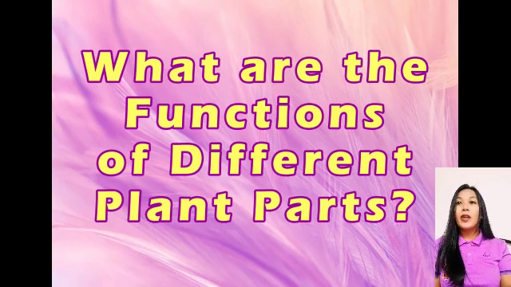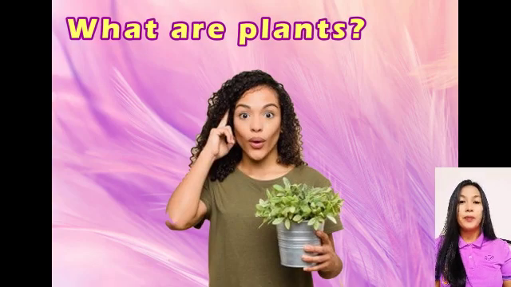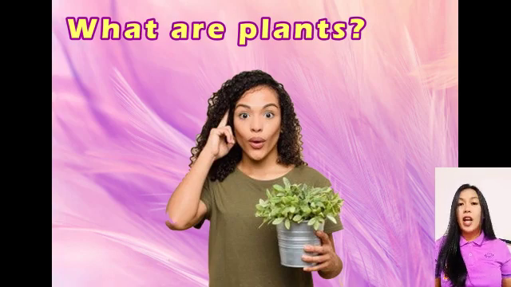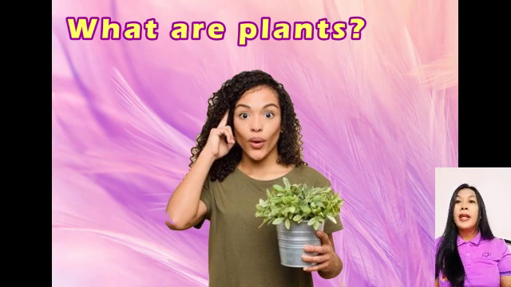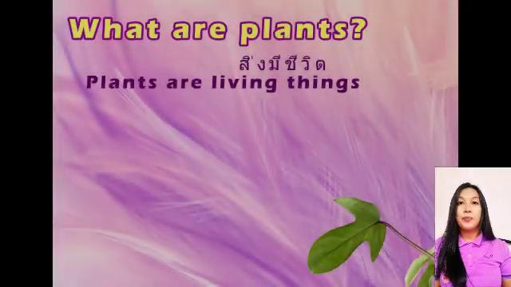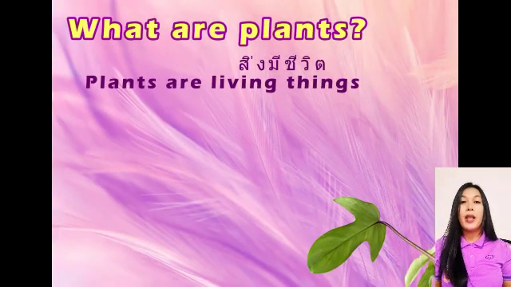Okay, so let's start with what are plants. Are tigers plants? Are roses plants? Let us get to know plants. So plants are usually color green. They are green because of the chlorophyll, and plants are living things. Plants need food, water, light, temperature, and air.